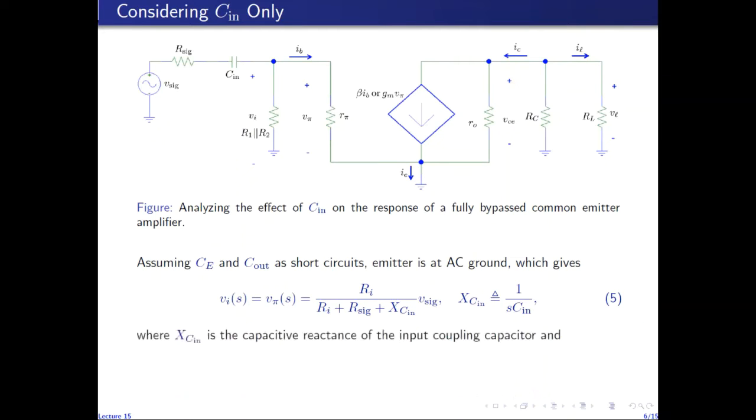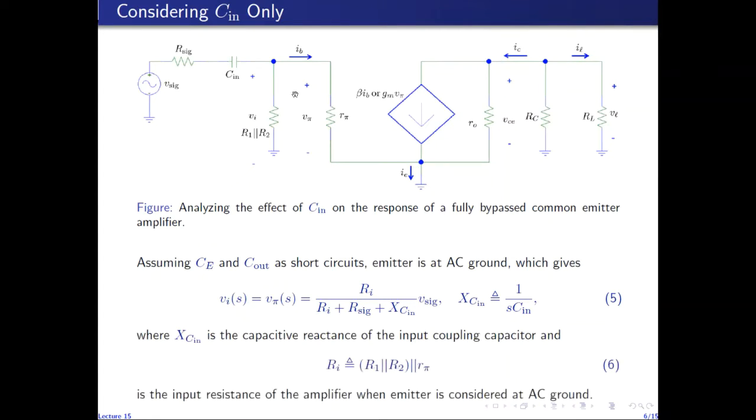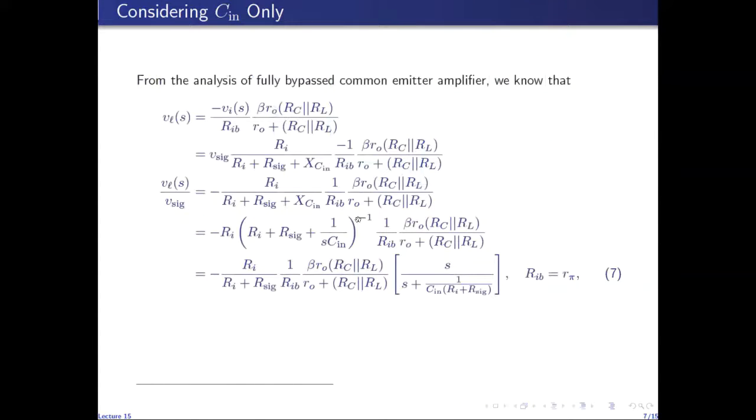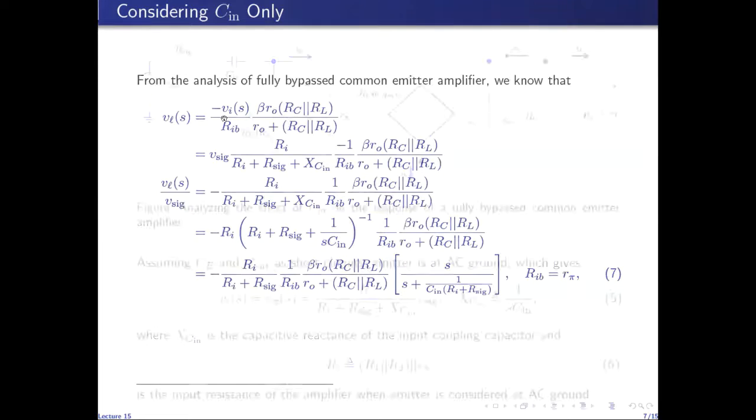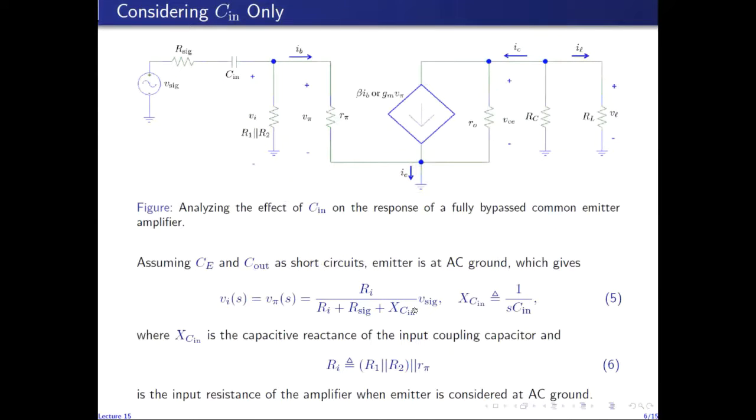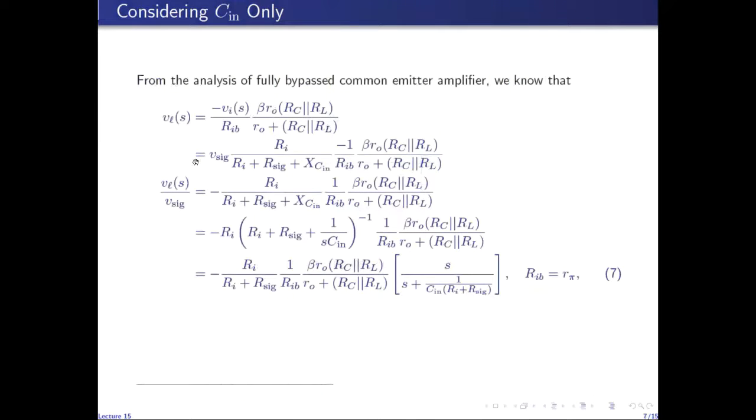And like I said, the input resistance Ri is given by the parallel combination of R1 in parallel with R2 and R5. From the analysis of the fully bypassed common emitter amplifier, we know that the output load voltage is given in terms of the input voltage of the amplifier through this expression. Then we can replace Vi with this expression, and we get VL in terms of V sig through this expression.